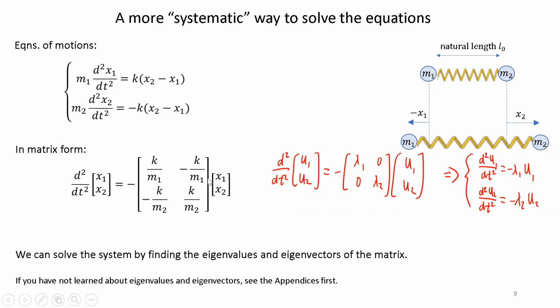That is to say, if we somehow can make a variable change, or I call it a coordinate transformation, such that this system can be rewritten as this system, then we will be able to solve it and then do the inverse variable change to get back to our original x1 and x2. So the procedure relies exactly on the process of diagonalization of the matrix, which we just did.